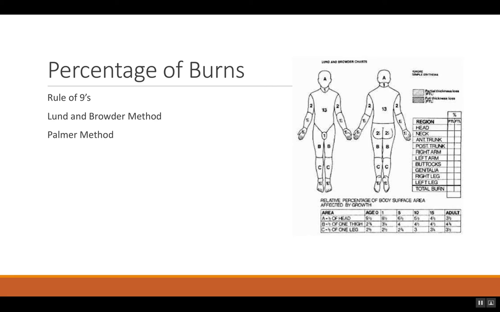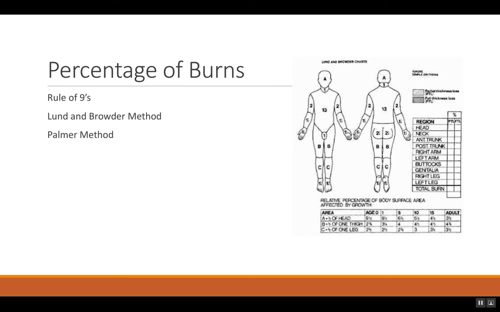Percentage of burns. The rule of nines is the one that you're really going to have to know, and you'll know that by all the questions I put in here. The rule of nines is a commonly used system of dividing anatomic regions into 9% areas and allows a quick estimate to begin treatment. The Lund-Browder is very precise.